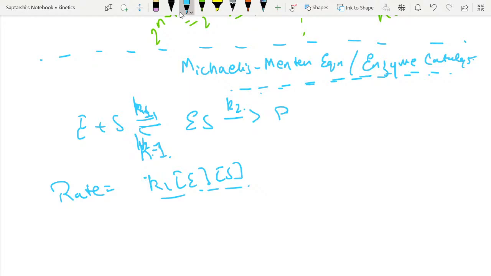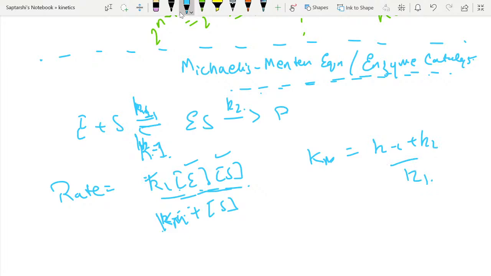divided by, these are concentration terms, right? K1 is rate constant, divided by K minus 1, divided by actually Km plus S. Now this Km is the Michaelis-Menten constant which is equal to K minus 1 plus K2 by K1. How to remember this value? It is very simple. K minus 1 is going this side, K2 is going this side, K1 is going this side. So the top is the one going away from ES, and the bottom is the one going towards ES. That's how you remember it.